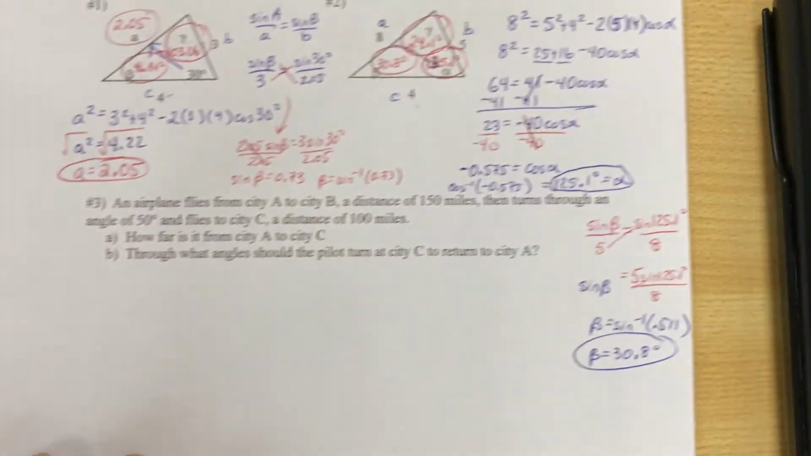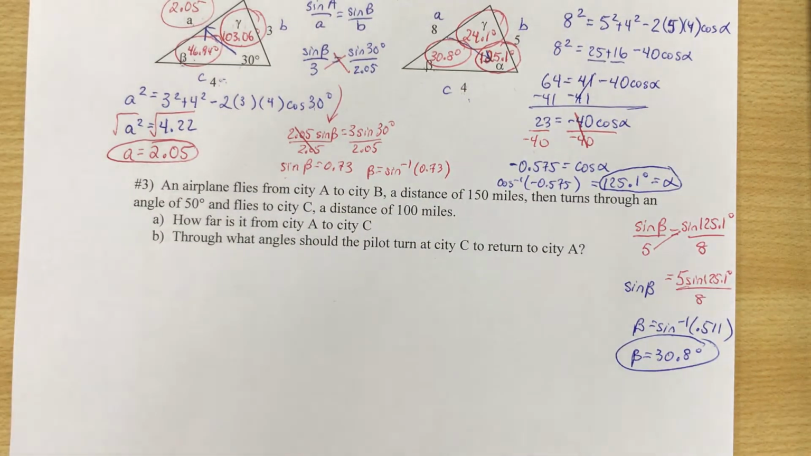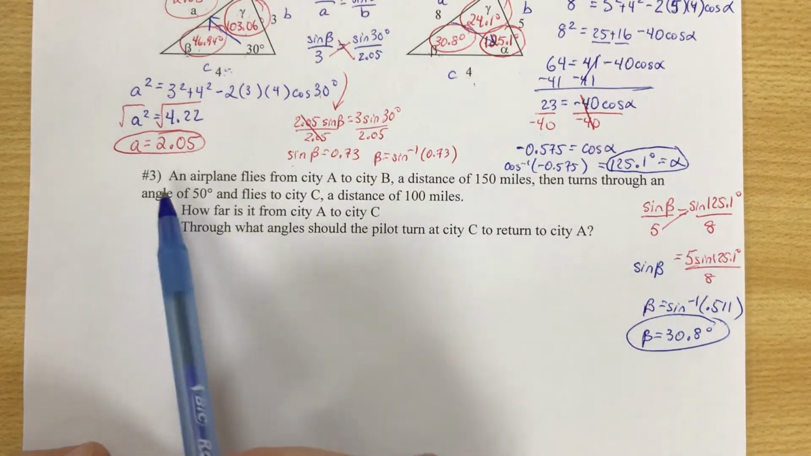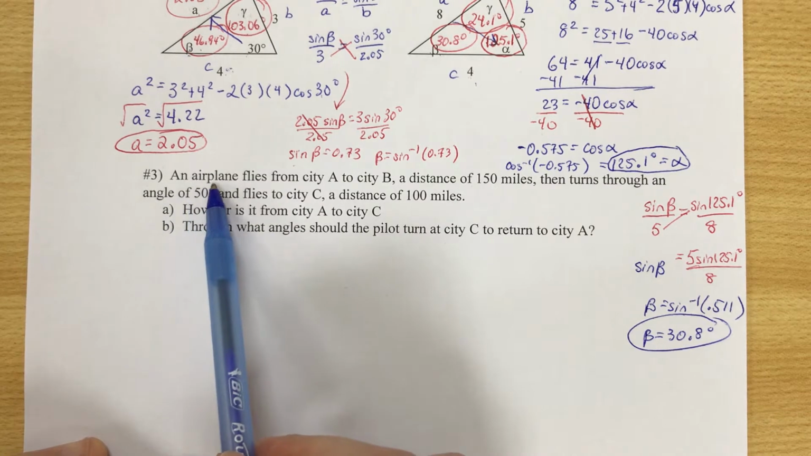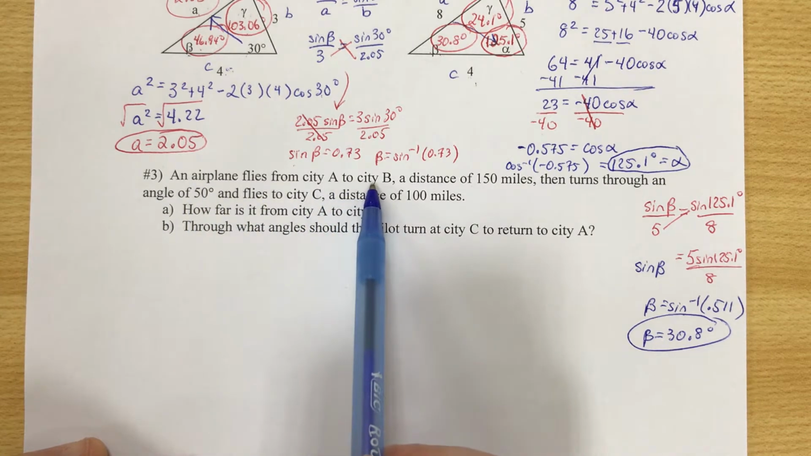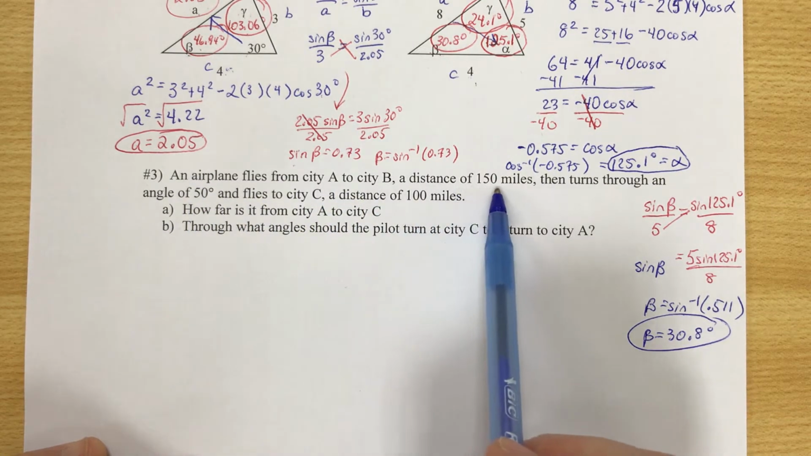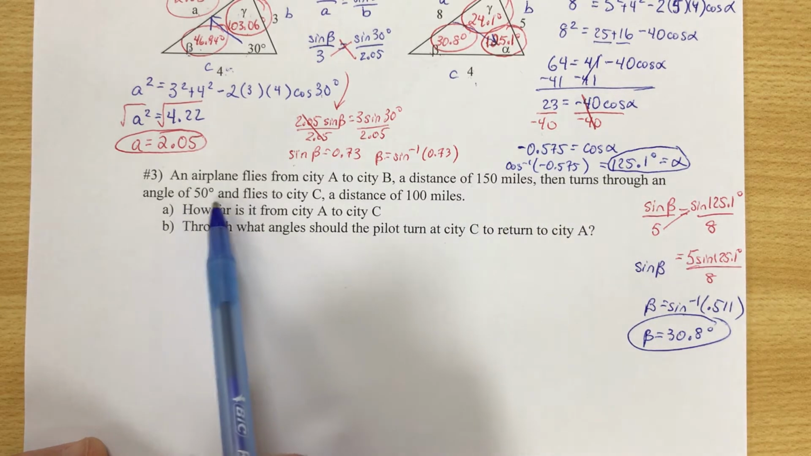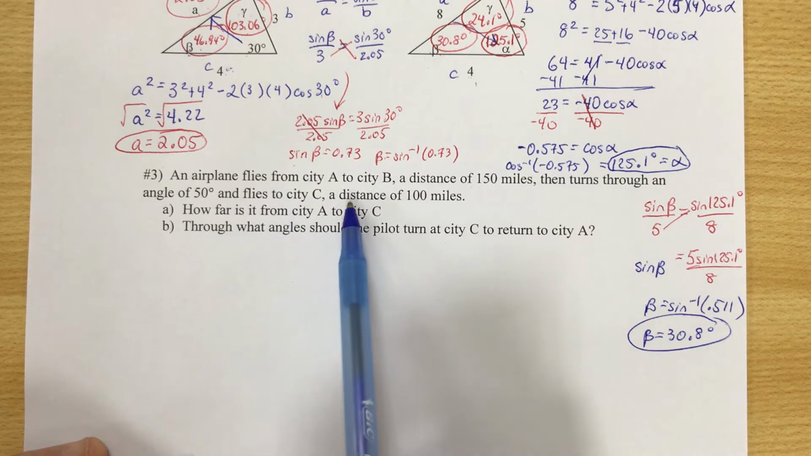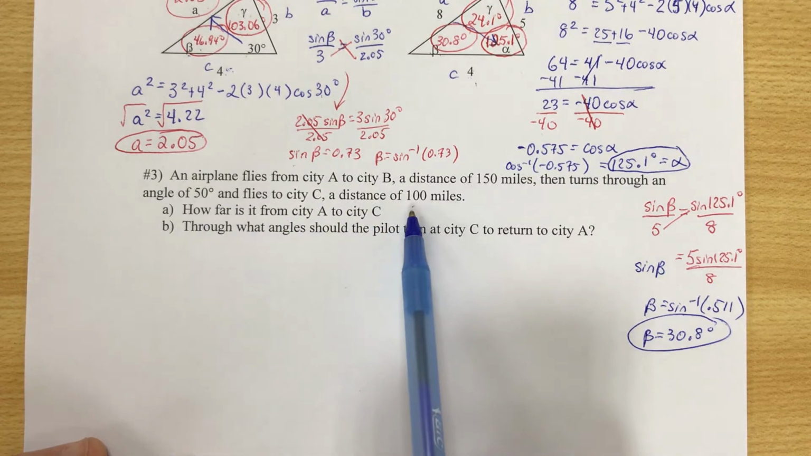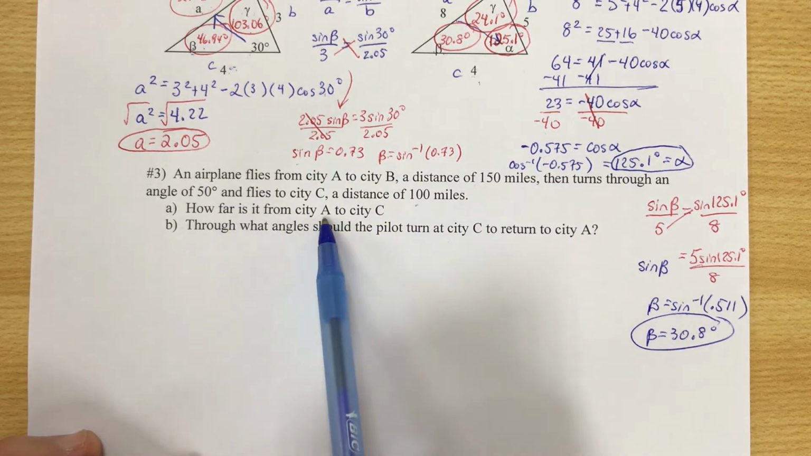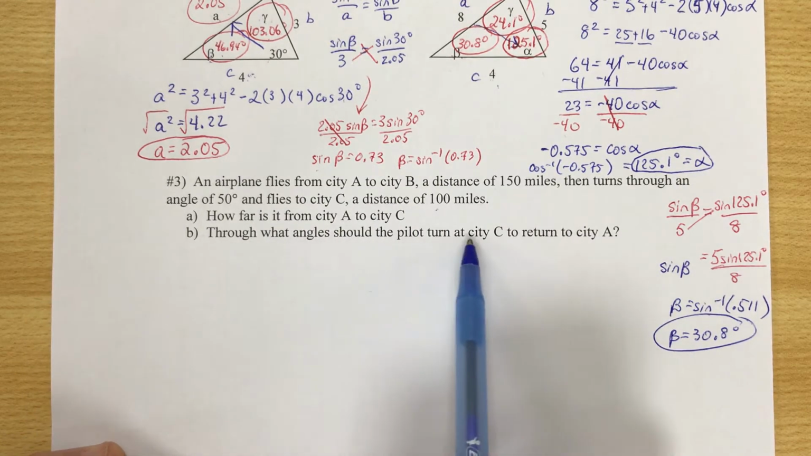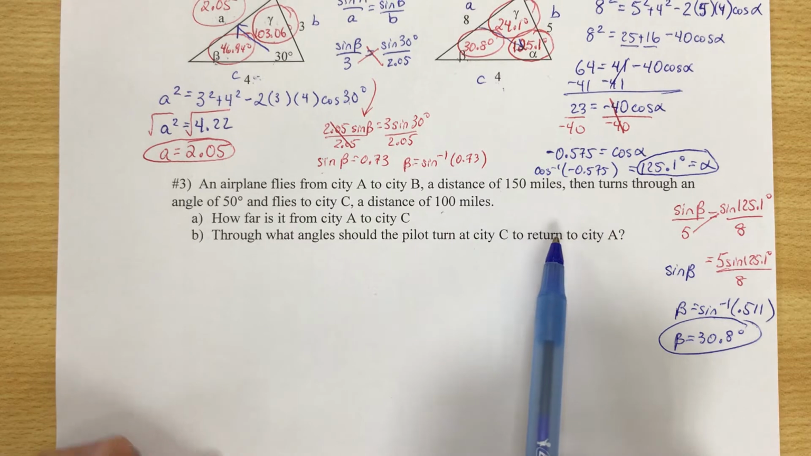All right, so we're back here for the last part. We're going to look at a word problem, see if we can set this up and solve it. Problem number 3: an airplane flies from city A to city B, a distance of 150 miles, then turns through an angle of 50 degrees and flies to city C, a distance of 100 miles. How far is it from city A to city C? Through what angle should the pilot turn at city C to return to city A?